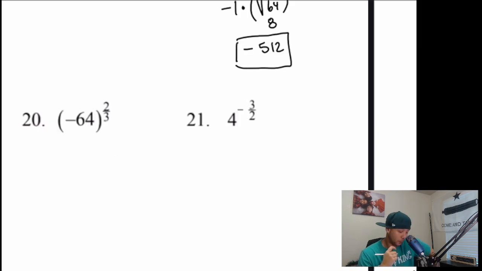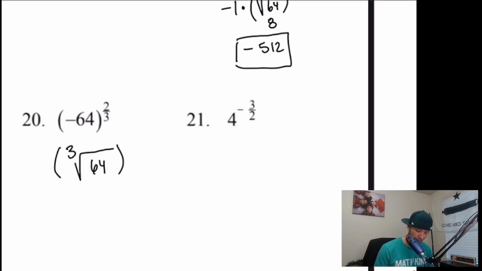This is going to be 4 times 4 is 16 times 2 is 32. Okay, number 20. We have negative 64 inside the parentheses, and the 2/3 is going to be applied to all of that, right? The rational exponent is going to be applied to everything. So this means the cubed root, right? Because the bottom number is a 3, of negative 64, and this is going to be squared. Okay, so the cubed root of 64.